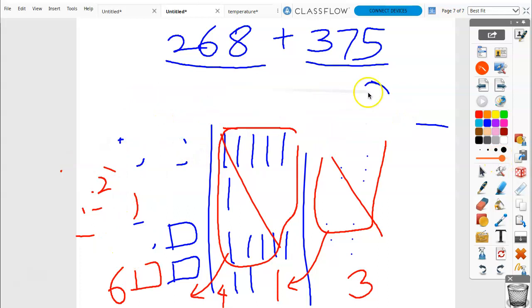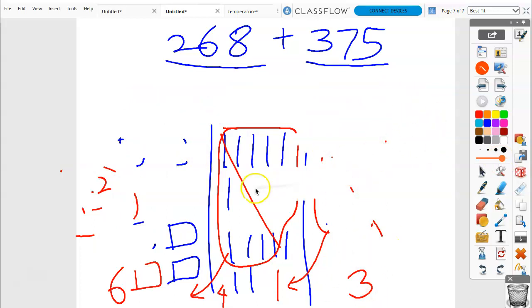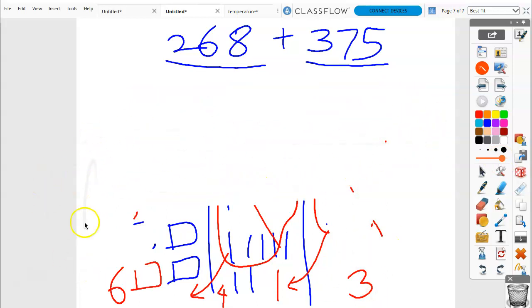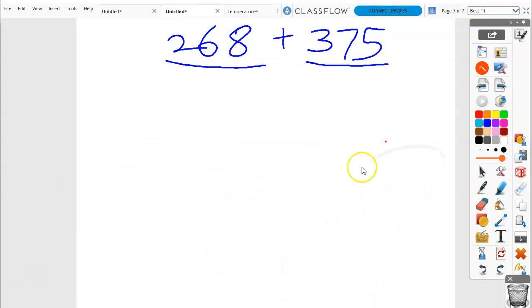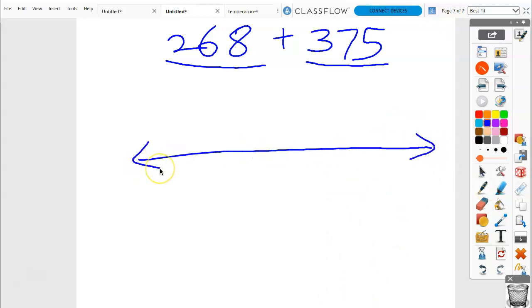Erase this here. Another way students can use is to use a number line to solve this problem. And let me show you. We draw a number line and we start with one of the numbers. I recommend students start with the bigger number first, which is 375. Then we need to add 268.